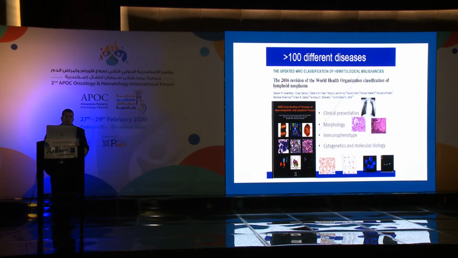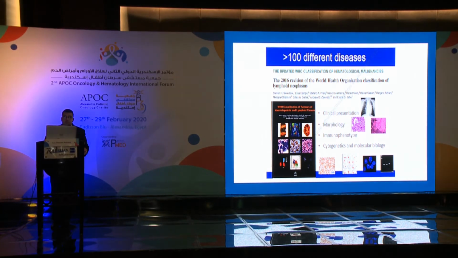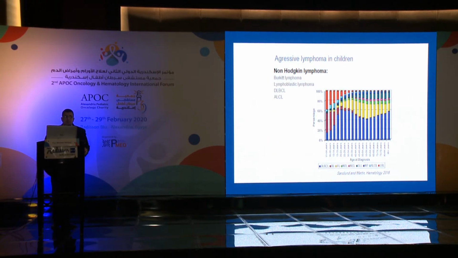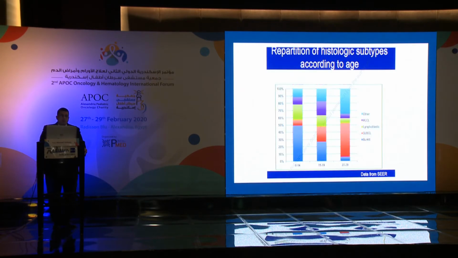And also there are more than 100 different non-Hodgkin lymphomas depending on clinical presentation, morphology, immunophenotype, cytogenetic and molecular biology. But in this data published in Hematology, the most common types of aggressive non-Hodgkin lymphoma in pediatrics are Burkitt, lymphoblastic, diffuse large B-cell, and anaplastic large cell lymphoma. And another data from the SEER shows that Burkitt lymphoma is the most common, mainly for pediatric less than 14-year-old, followed by lymphoblastic, diffuse large B-cell, and anaplastic large cell lymphoma.